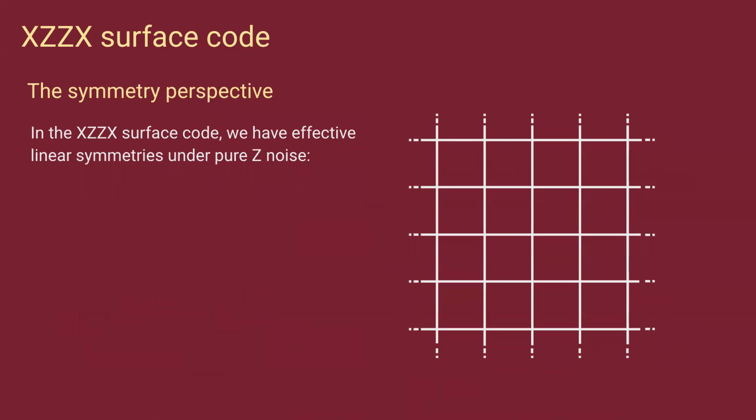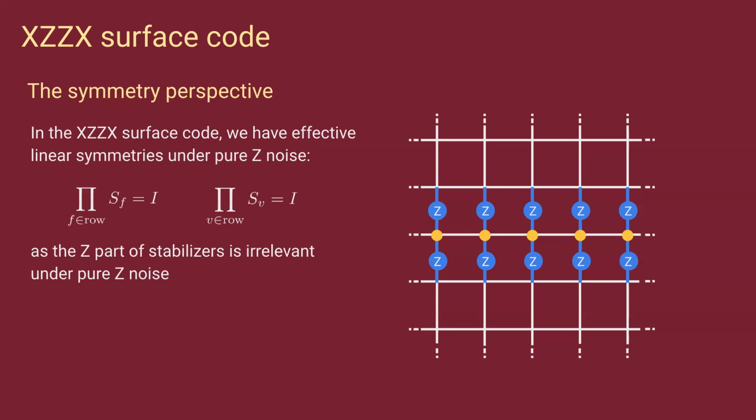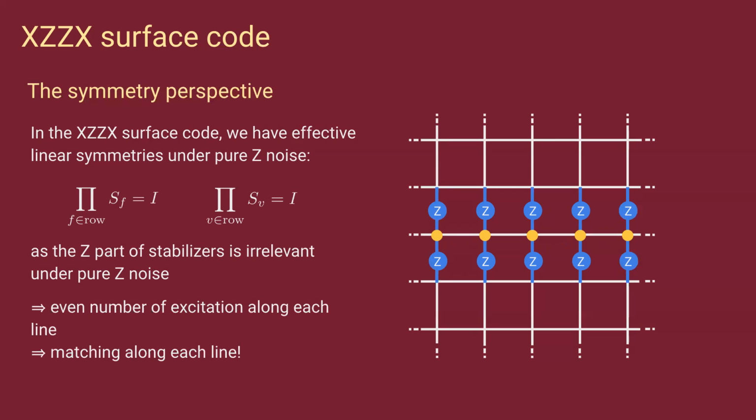Yes. So now with the exaggerated surface code, we have effective linear symmetries, and of course instead of having that planar symmetry, we have symmetries on lines. So if we take this stabilizer and we multiply them along the line, we get Z, and we said that we don't care about Z at infinite bias. So at infinite bias, we have the symmetry. The product of the vertex stabilizers and the plaquette stabilizers along the line is effectively equal to the identity at infinite bias, which means that you're going to have an even number of excitations along each line, and which means that you can match along each line.